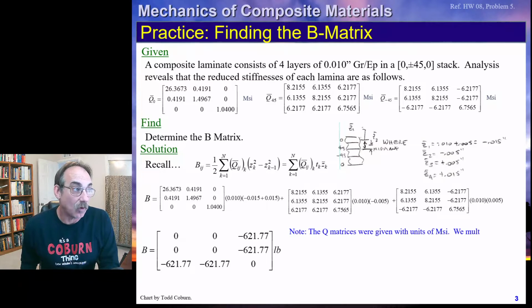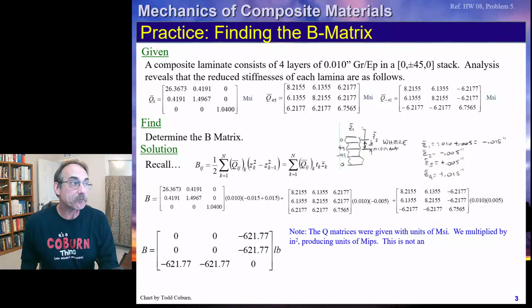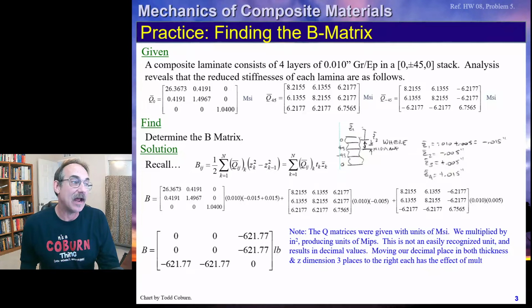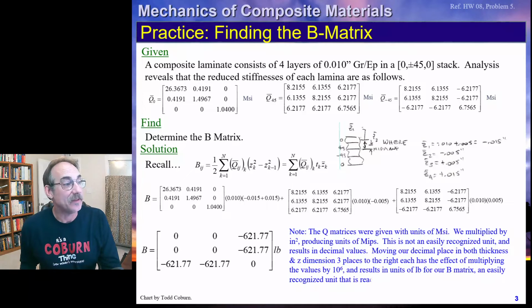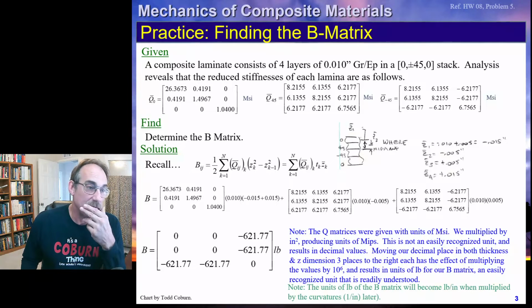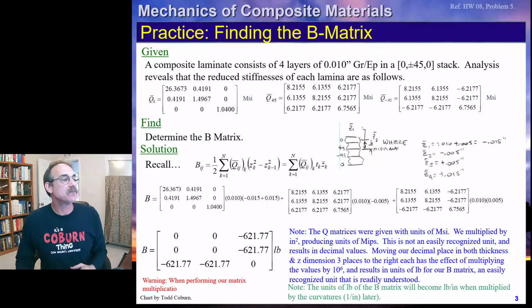And we see now for this matrix, because we're multiplying that Q bar, which was written in terms of MSI, times a thickness and a Z parameter, we see that we now have units of pounds. We could have also expressed this as kips, but then we would have had all decimal entries, and it's a little clearer to see the magnitude. Okay, now when we multiply this against the curvatures, then that will be pounds per inch. And if we multiply it by strains, it will remain pounds.